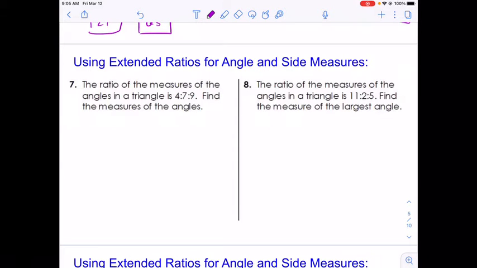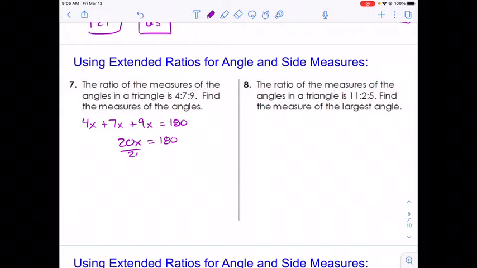All right, so one thing here, we have the ratios: the measures of the angles of a triangle are 4 to 7 to 9. We know the angles of a triangle add up to equal 180. So we're going to have 4x plus 7x plus 9x equals 180. Add up our x's here. 4 and 7 is 11. 11 plus 9 is 20, so we get 20x equals 180. Divide by 20. x is equal to 9.